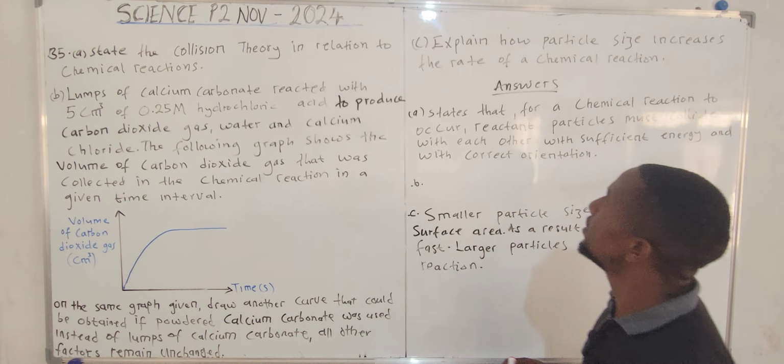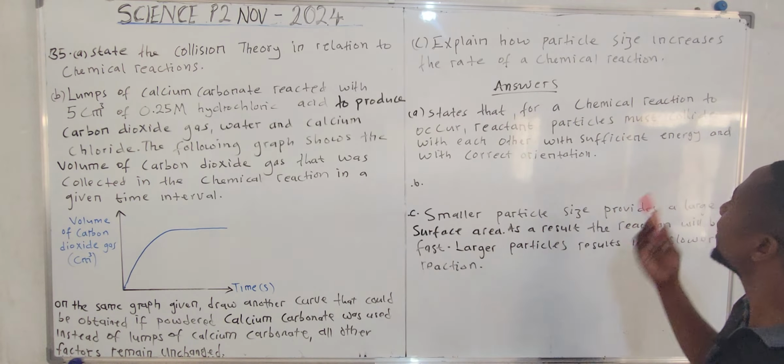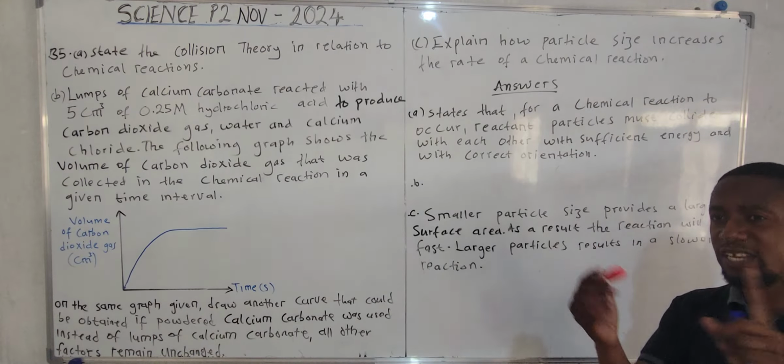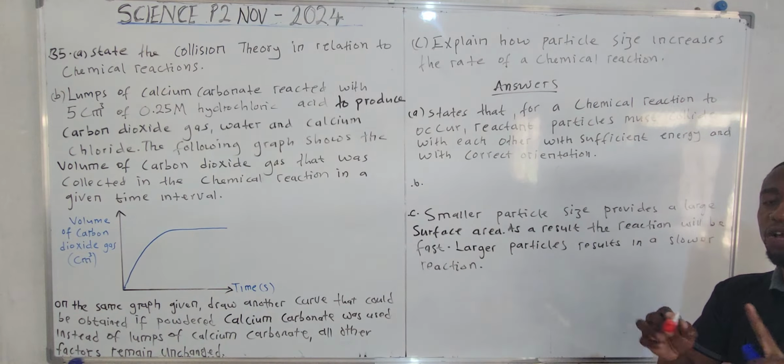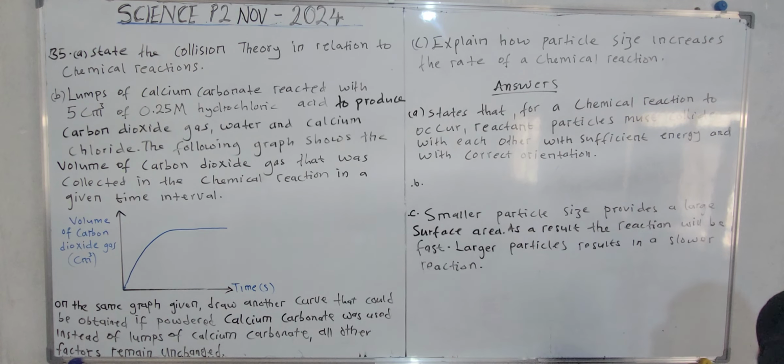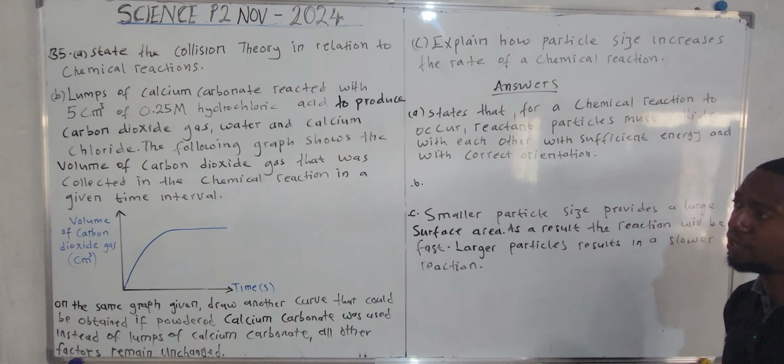So collision theory states that for a reaction to take place, the reactant particles must collide with each other, and they should have sufficient energy. And this collision must be in correct orientation. That's what collision theory talks about. Okay.